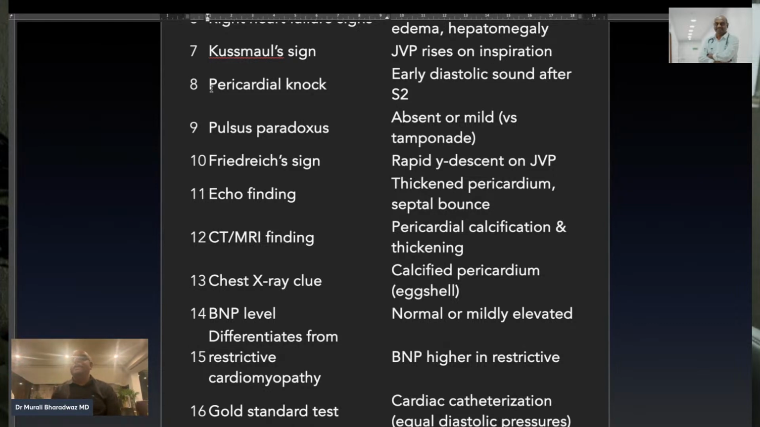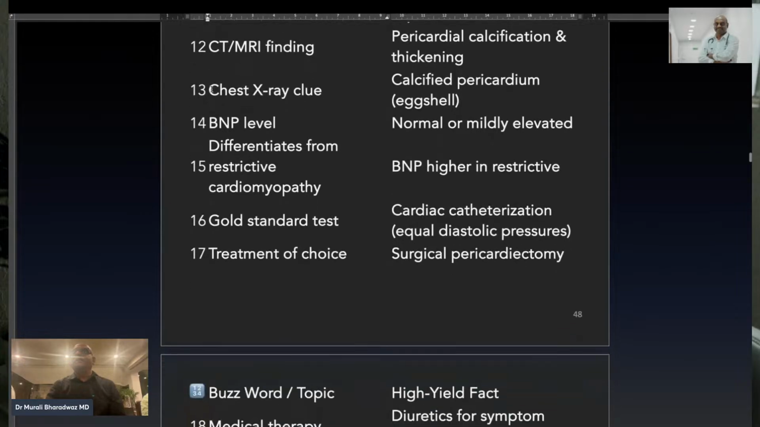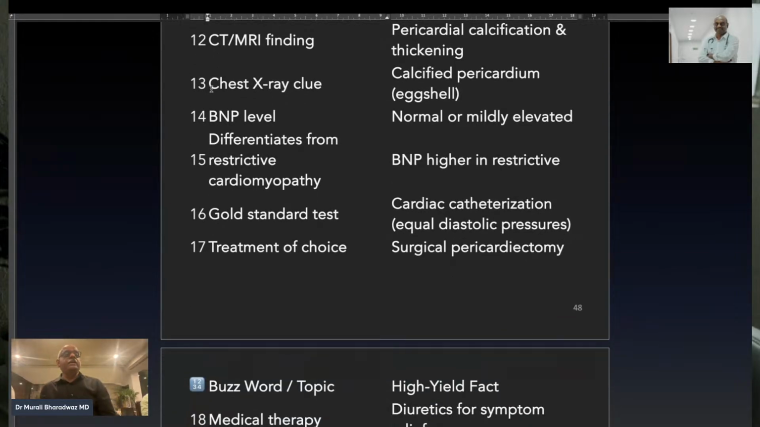Okay. Now, if you do CT or MRI, you can demonstrate that pericardial calcification and thickening, right? And that calcified pericardium around the heart looks like an eggshell, right? Then, very common differentiation. If the myocardium is infiltrated with amyloid and other things, it can lead to restrictive cardiomyopathy. There also the heart is not able to fill. If the thick pericardium is there, there also you can't get filled.